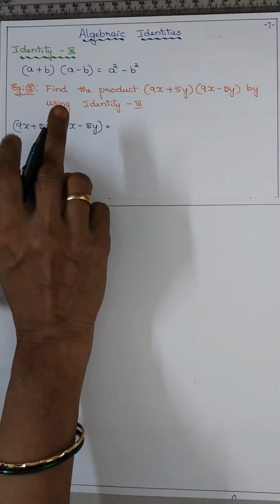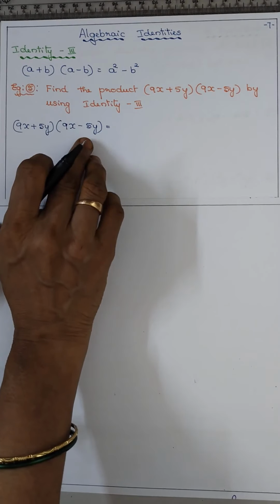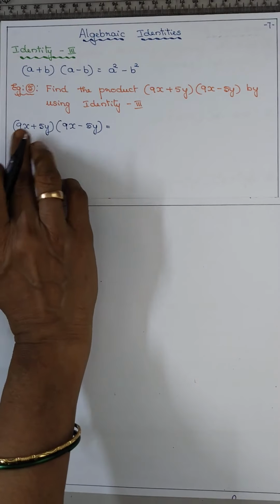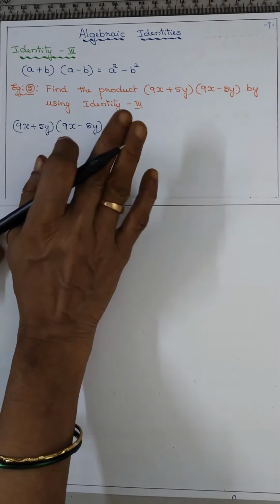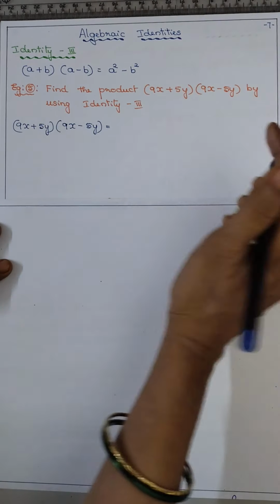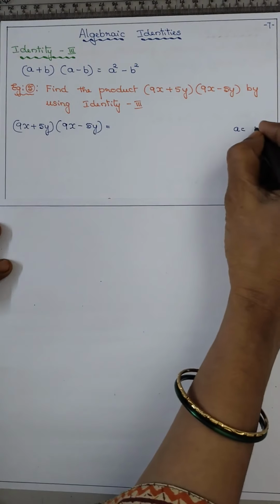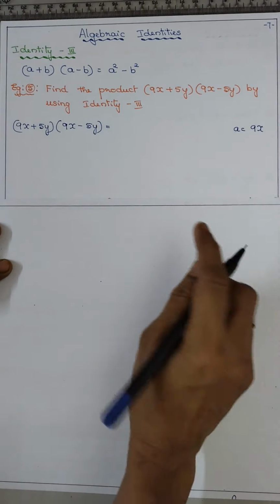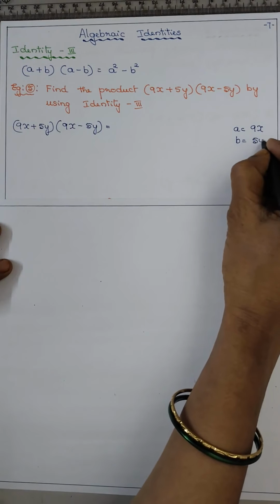Sometimes it might be interchanged. So minus will come first, plus will come later. But first term same, second term same, then it is the third identity. Okay. So you will write a is equal to 9x and b is equal to 5y.